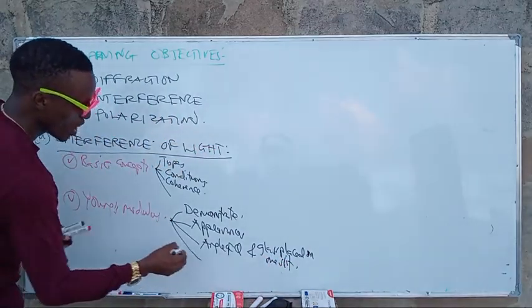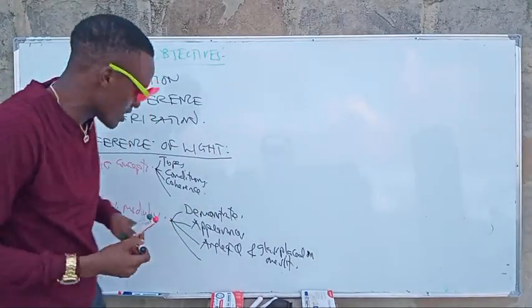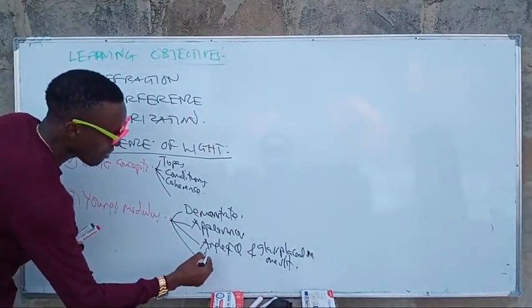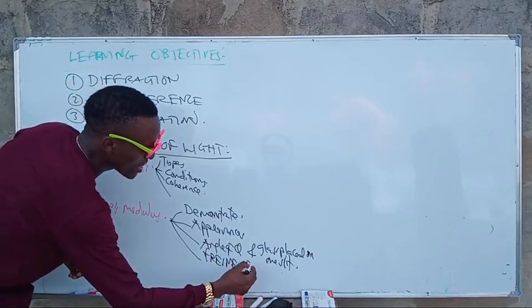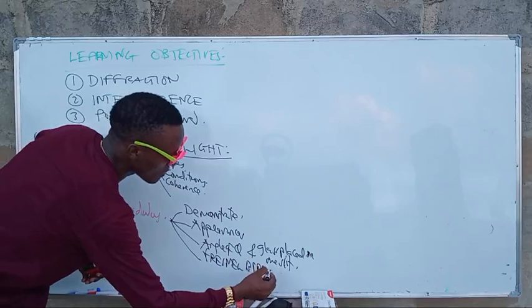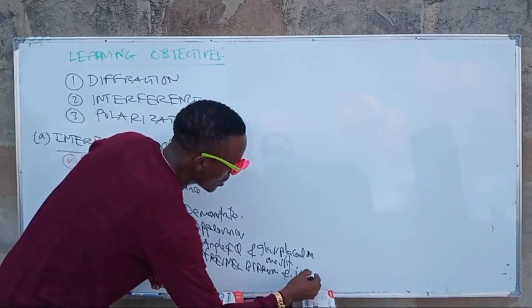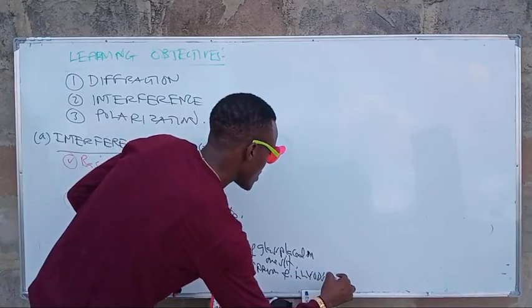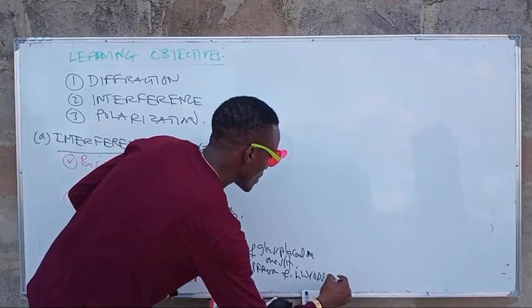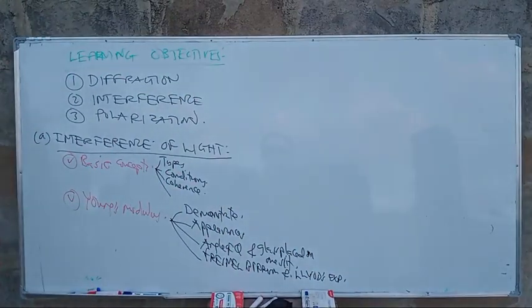You need to know also the alternatives to Young's double slit experiment. Alternatives we have, for example, the Fresnel biprism, and Lloyd's single mirror experiment. So we're just going to discuss those four things on Young's double slit.